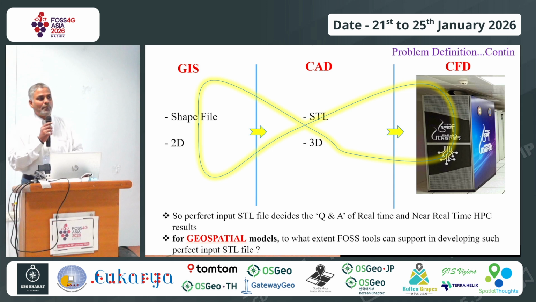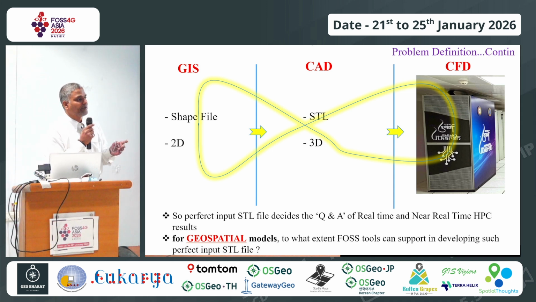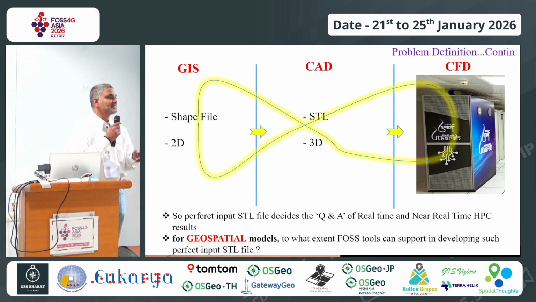So much of my effort now, previously I would go from GIS to an STL file straight away, and when I use CORS JS, go straight to the computations. But now much of my effort goes into the CAD level, to improve the STL geometry of the objects that I need to analyze. That is most important.